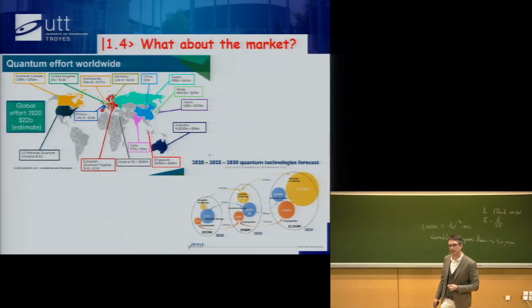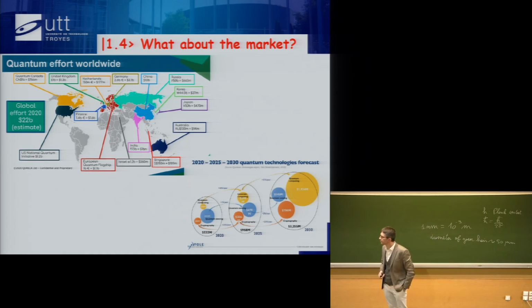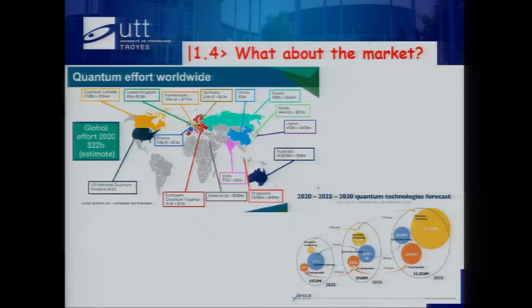So what about the market? Okay, so for the UTT students, I'm talking to students who are going to become engineers. One thing you want to do is to have a job, and perhaps you want to have a job in quantum technologies. But are there any? Well, the answer is yes, there are, and there will be more.